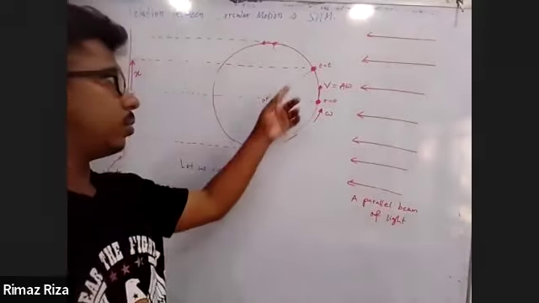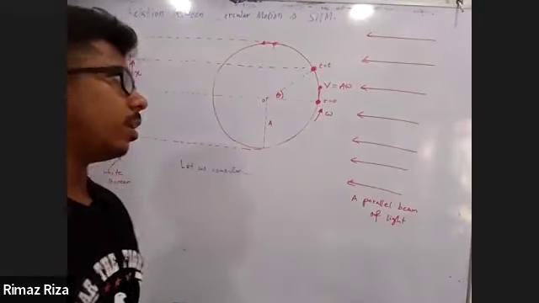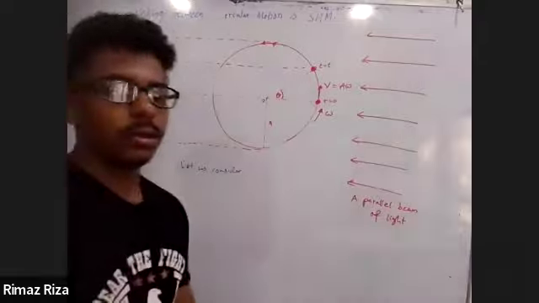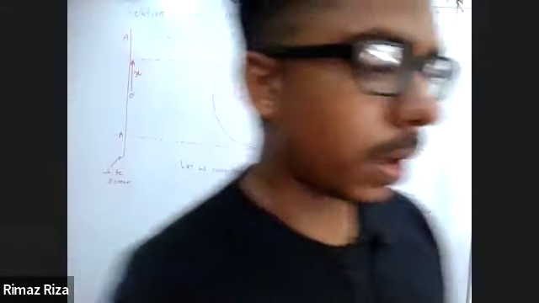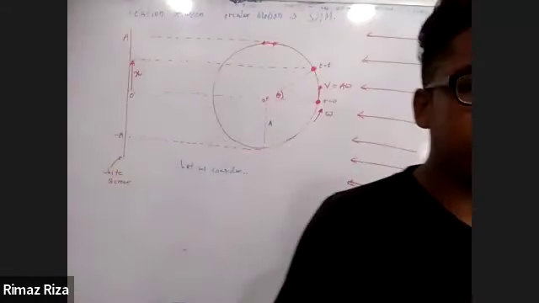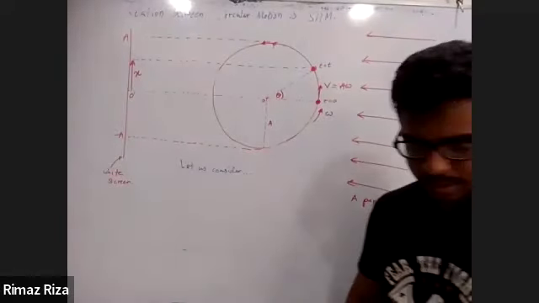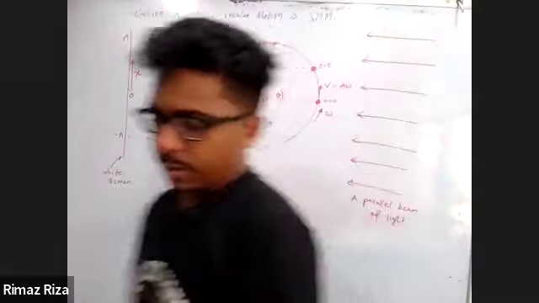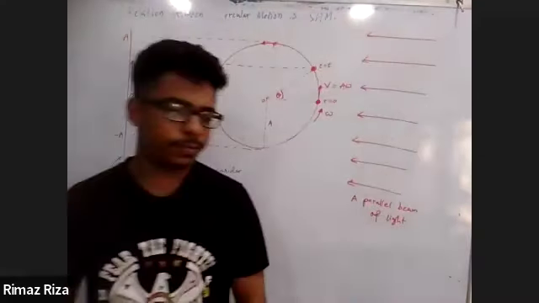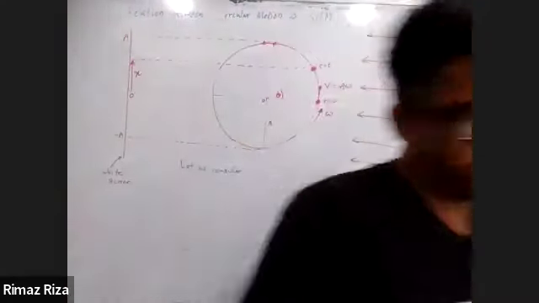I didn't mention the radius. Circular path of radius A. Yeah, make it circular path of radius capital A with a constant angular velocity omega.